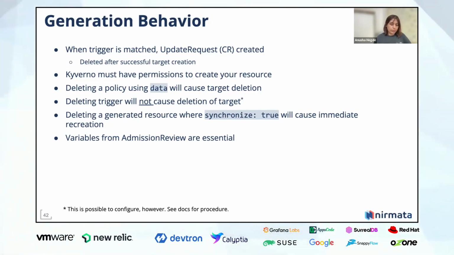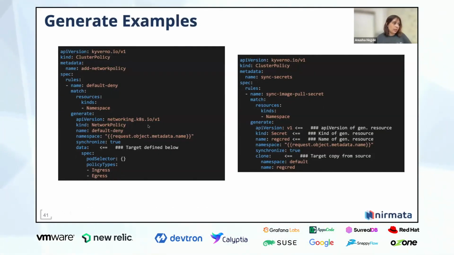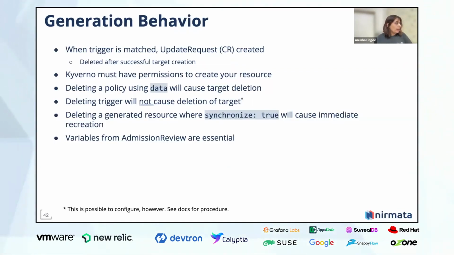If you add a random resource here, but Kyverno does not have permission to create that, this request is going to fail. Deleting a policy using data will cause target deletion. Deleting a generated resource with synchronize set to true will cause immediate recreation. So if you have already set synchronize to true, but then you delete the resource that was generated, we will automatically recreate that resource for you.